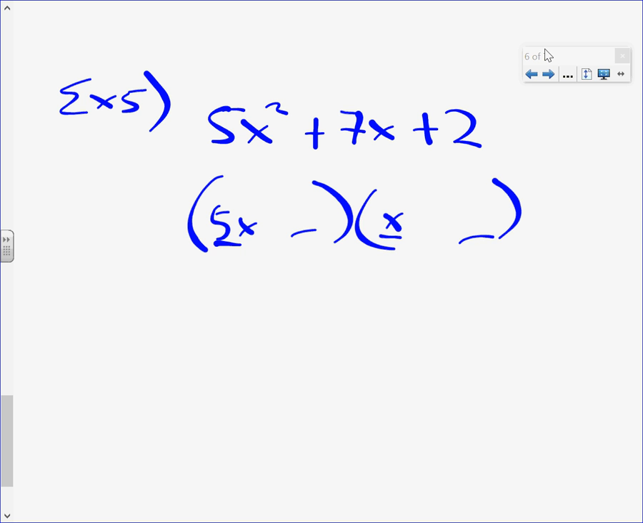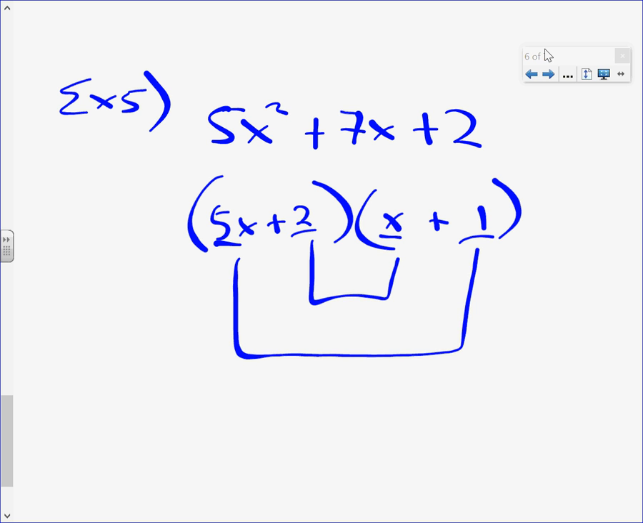Here and here has to be a positive 2. One possibility, and a 1. So I'll put plus 2 and plus 1. Let's see if it works now. Insides, outsides, let's see. 2 times x, 2x. Outsides, 5x. Rocking and rolling. We got it. Here are our factors.